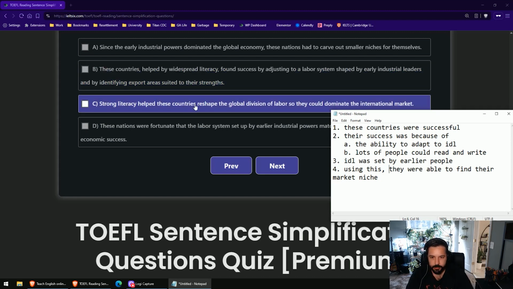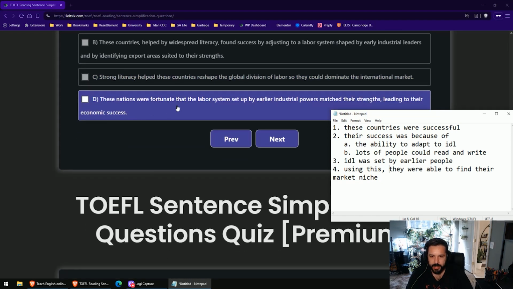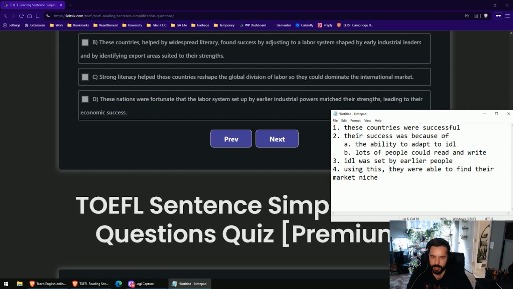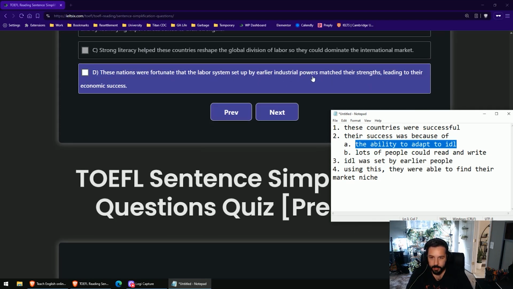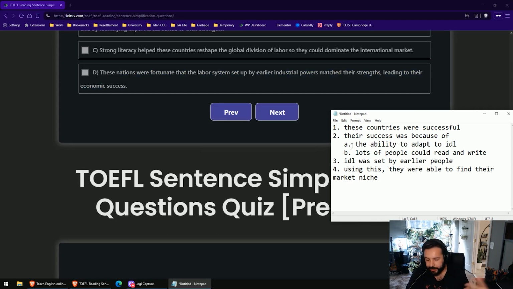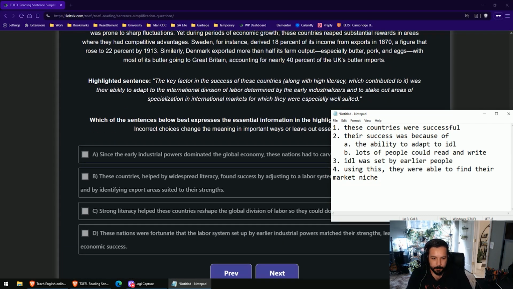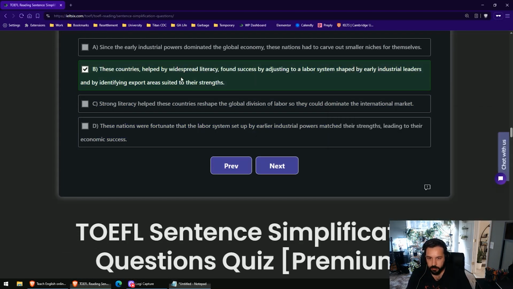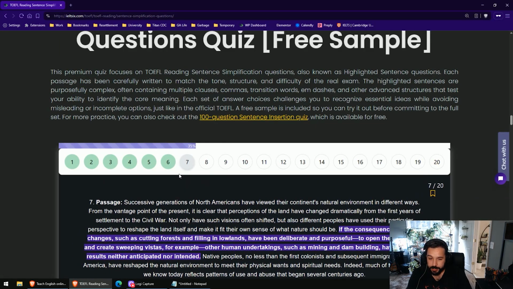Strong literacy helped these countries reshape the global division. Now, without even continuing, the main reason was not literacy. So an option that starts like this is probably not going to be correct. These nations were fortunate that the labor system set up by the earlier powers matched their strengths. That doesn't make sense because they had to adapt to it. And if they had to adapt, it means initially they were not. Initially, it wasn't good for them, but they changed something. They changed themselves or whatever the change is. We don't know. I'm not going to get into the details of it because honestly, I have no idea. But they had to change, so it wasn't initially good for them. So let's move on.